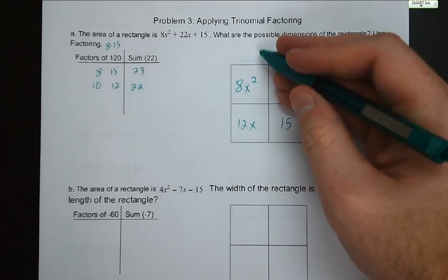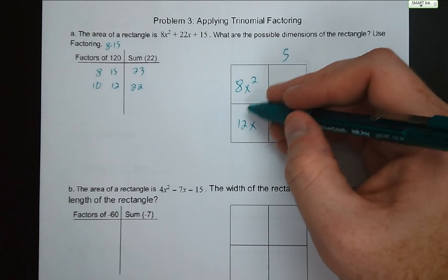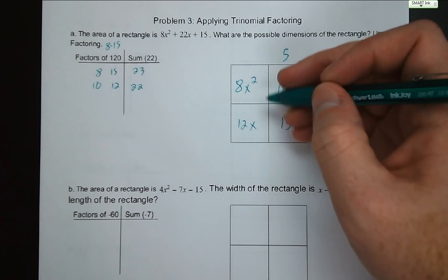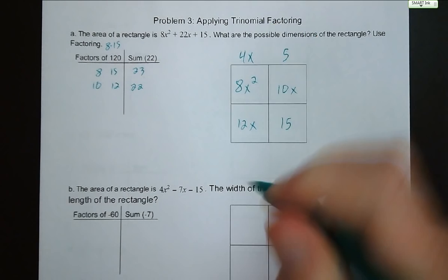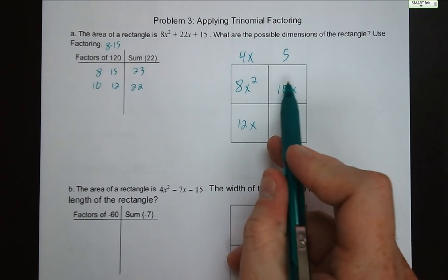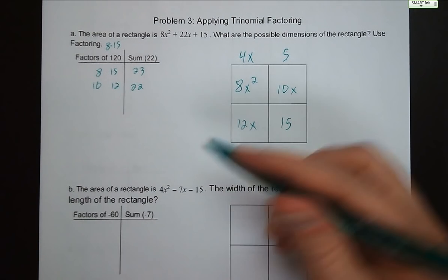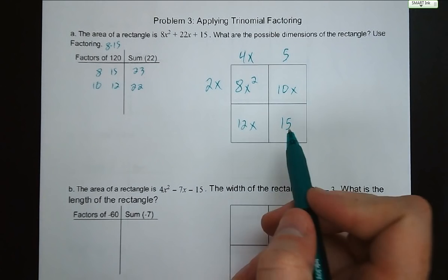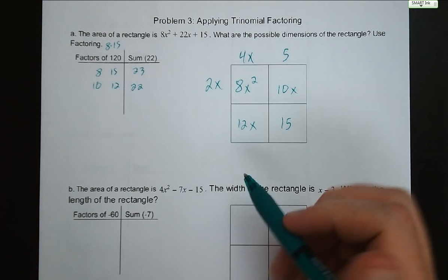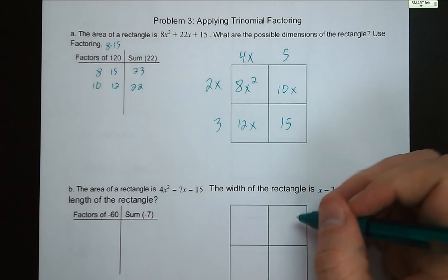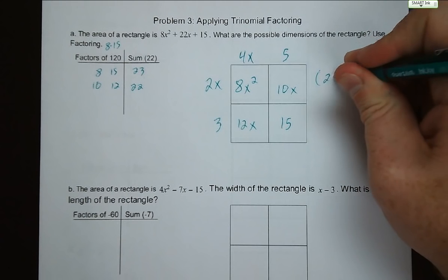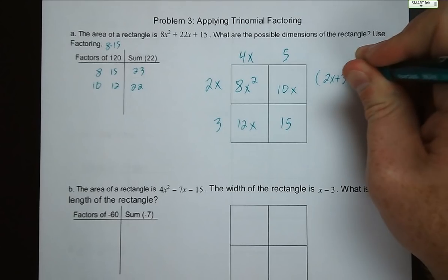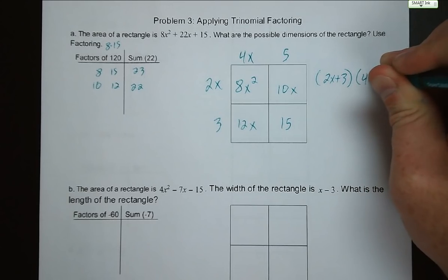Vertical here, 8x squared, 12x, common factor is 4x. First row, 8x squared, 10x, common factor is a 2x. And 12x and 15, our common factor is a 3. So we have 2x plus 3, 4x plus 5.